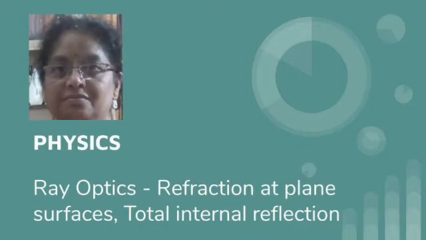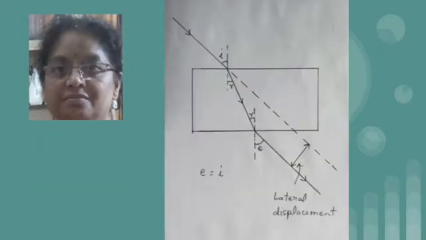When mu is greater than 1, the refracted ray bends towards the normal. That is, when light moves from optically rarer to denser medium, as in the case of light moving from air to glass. Whereas, if mu is less than 1, the refracted ray bends away from the normal, that is when it moves from optically denser to rarer medium.